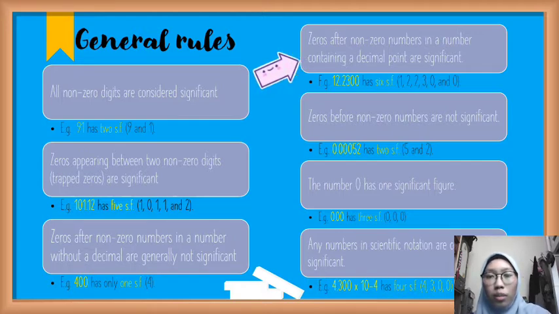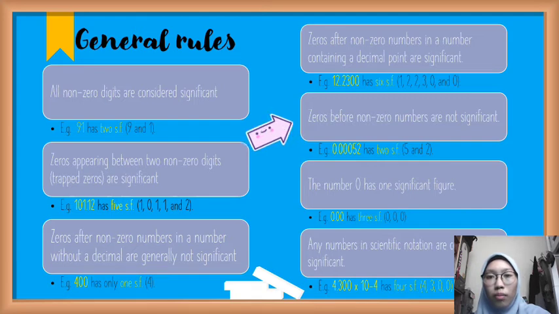12.2300. This number has a decimal point. Okay, so we count these two zeros after the non-zero number as significant. So in total, we have 6 significant figures in this number, which are 1, 2, 2, 3, 0, and 0. Okay, let's move on to the fifth rule.